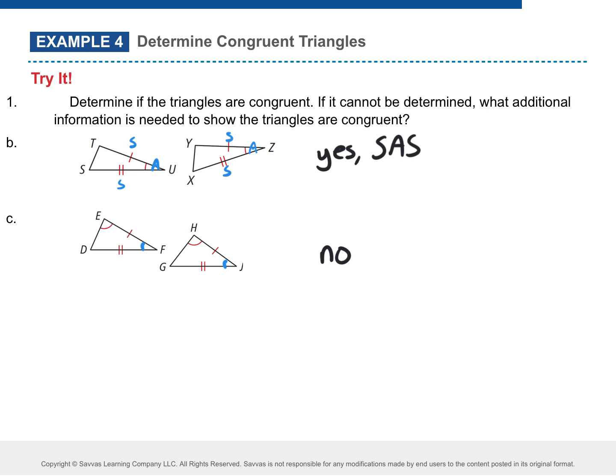You will have questions that say what can make this true. And what can make it true is just by saying angle F is congruent to angle J. If we had that information, then we could assume those two triangles are congruent to each other.